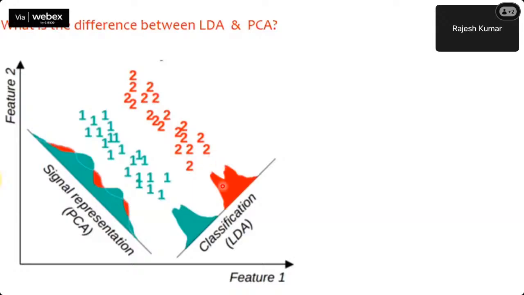Everybody has to understand that there are two features, there are two types of data. If I go for PCA, it will give me the indication of that line which gives me the best spread of the data. And LDA will give me that line which gives me the better classification. So there is a difference between the two.